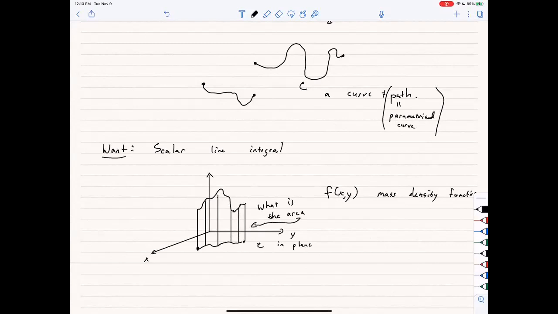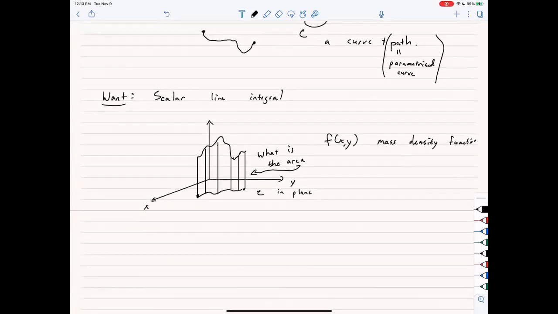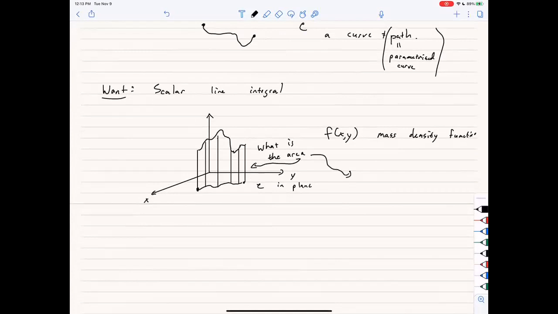That quantity, whatever it is, does not depend on how fast I'm moving along that curve, or which direction I'm going on that curve. It just depends on the curve and the function f. That area is not going to depend on a parametrization. And that area is precisely the notion of this scalar line integral. So the answer to that question is the scalar line integral, but let's flesh out a little bit what it is.